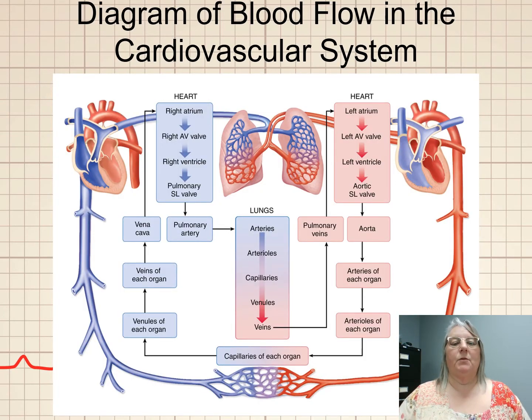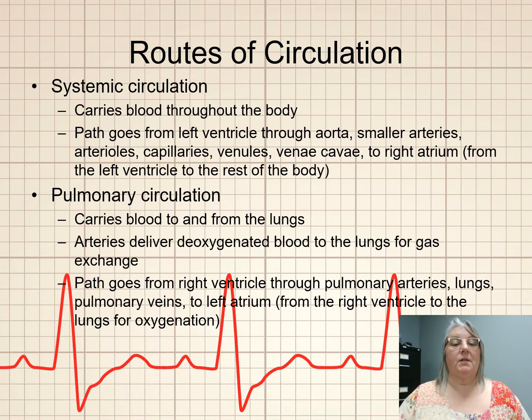This diagram helps you to walk through the circle, the closed circuit. Remember we said it was a closed circuit that the blood goes through when it goes through the lungs and through the heart and through the body. I mentioned systemic circulation before. Know that systemic circulation goes throughout the whole system. Okay. And it goes from the arteries to the arterioles, the capillaries, the venules, the vena cava, and the right atrium.